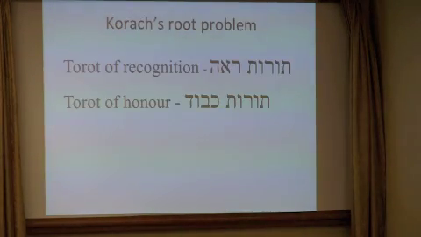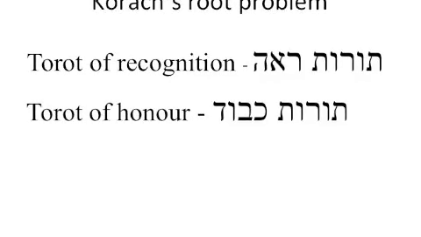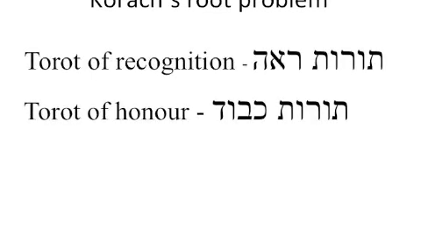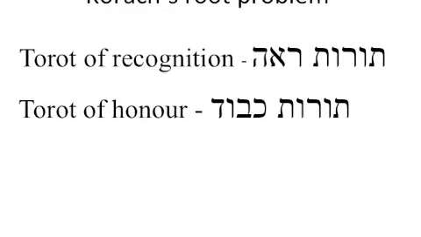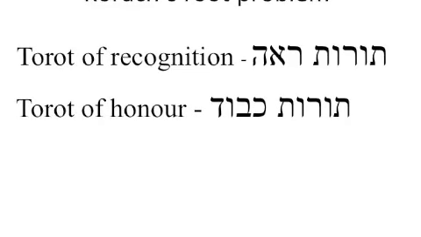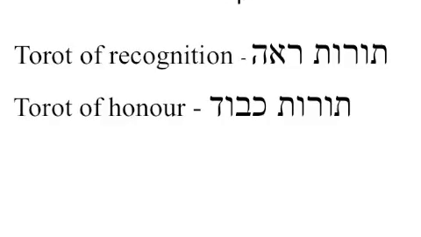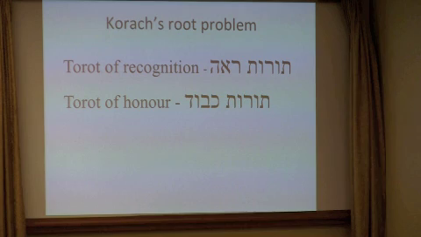Because what was Korach's root problem? His root problem was this. In the Hebrew, it's the Torot of recognition and the Torot of honor. That was Korach's root problem. Recognition in the Hebrew is ra'ah, and honor in the Hebrew is kavod. That was his root problem, and as we get into the text, I really hope to explain that to you more clearly.